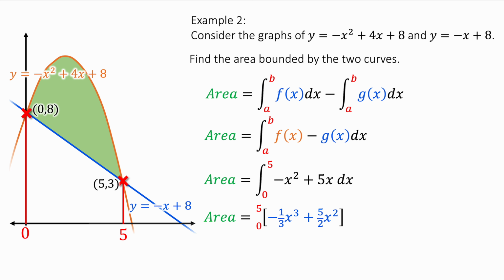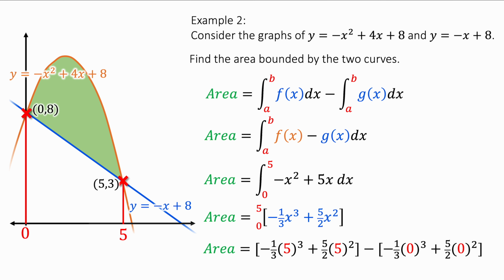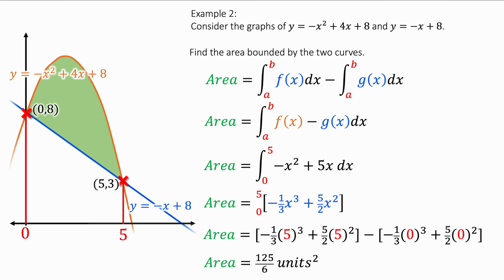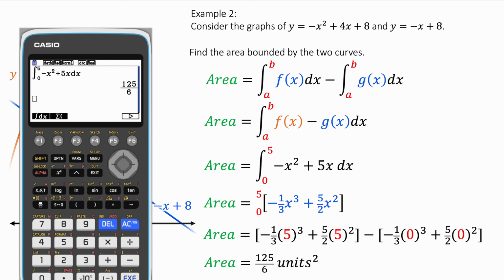We integrate this, and when you integrate minus x squared plus 5x, you get minus 1/3 x cubed plus 5/2 x squared. I'm going to substitute the 5's in, substitute the 0's in, and subtract the second bracket where you put the 0's in. When you type this into your calculator, you get minus 125 over 6 units squared. You're welcome to try it yourself with your calculator. And that is the final answer.